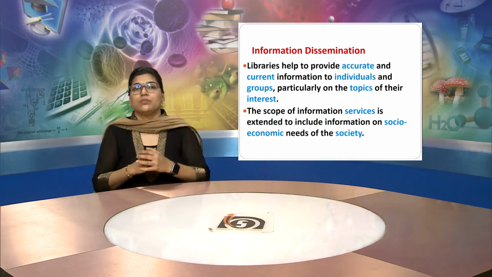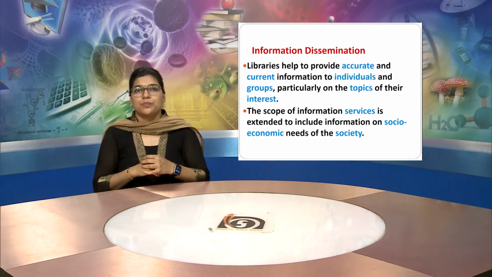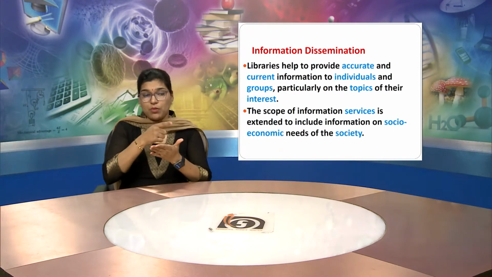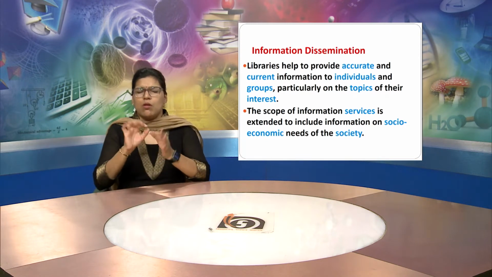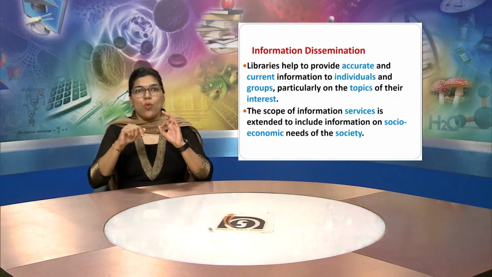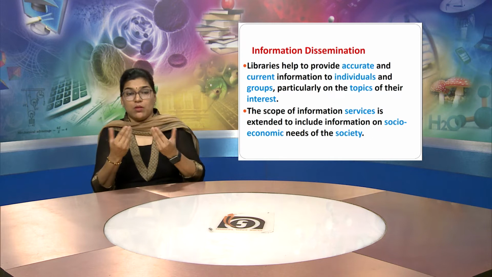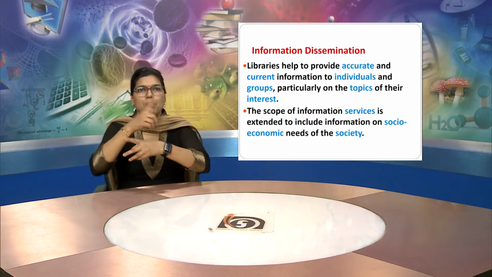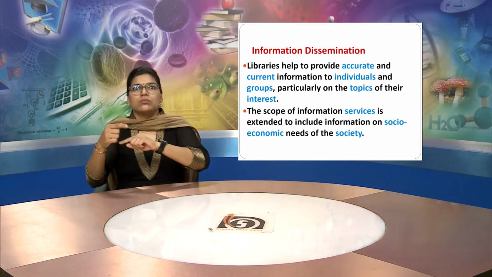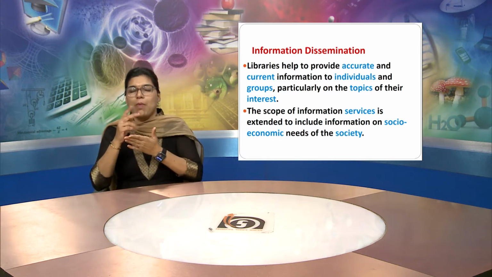First point, which we already discussed, was the function of library. Now, this is the second function of library. It is information dissemination. It explains that library helps to provide accurate and current information to individuals and groups, particularly on the topic of their interest.